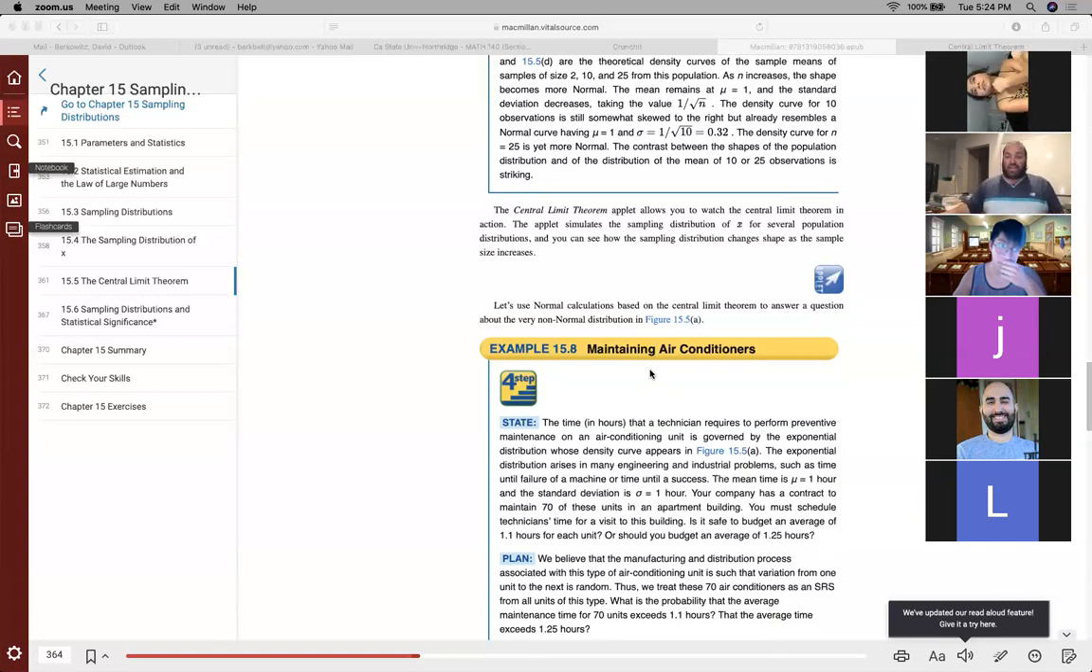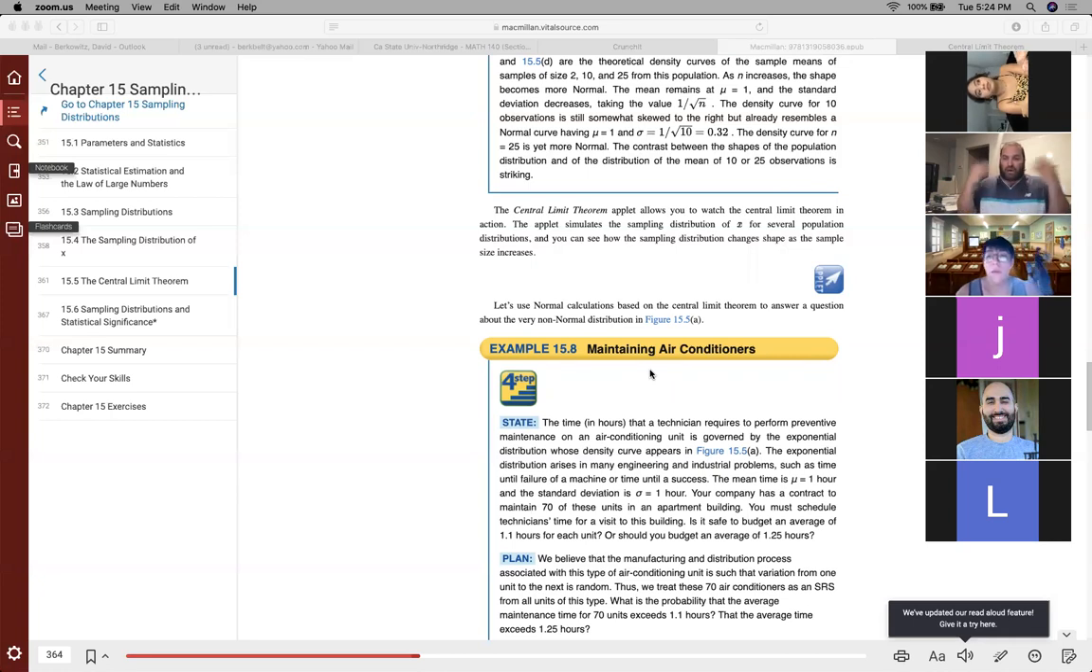So let's look at the plan. It says, we believe that the manufacturing and distribution process associated with this type of air conditioning unit is such that variation from 1 unit to the next is random. That one appliance has no effect on the next one. Does that seem reasonable? Unless they're all coming from the same plant, maybe they were on the same manufacturing line or something. Does it seem reasonable that each one should be independent of the one that came before it or after it? Yeah. It seems fairly reasonable.